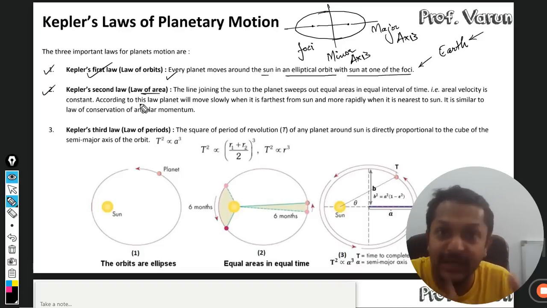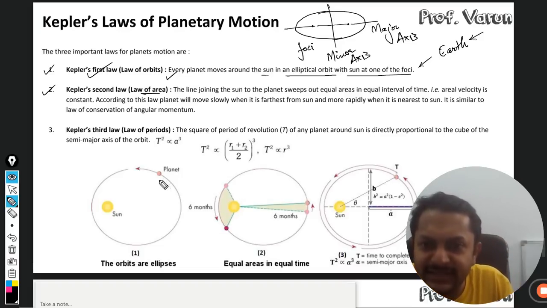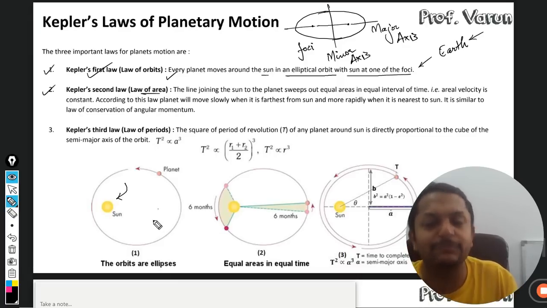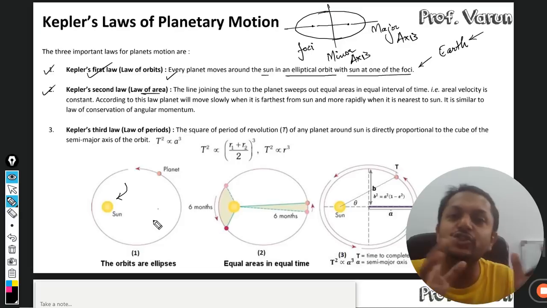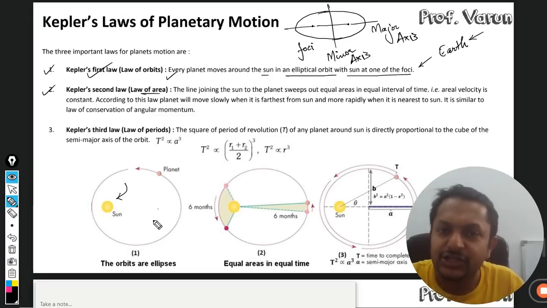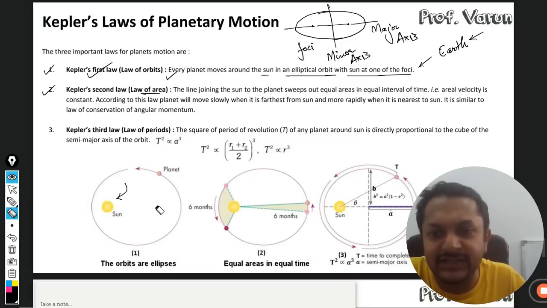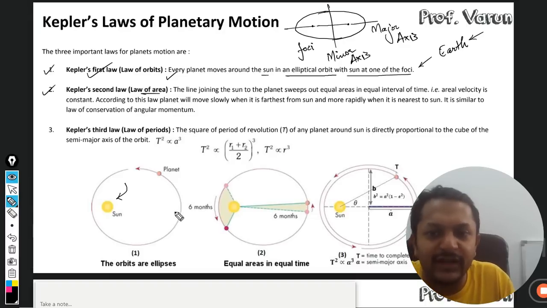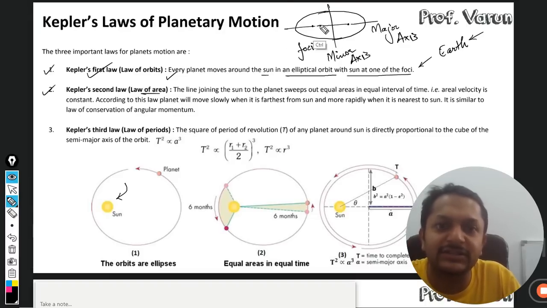It is variable. Let's say this is an ellipse and the sun is occupying one focus. The other focus is mathematically present there, but there is no astronomical body at that point. So this focus here, F2, is empty, but F1 has the sun at its location. And the planet is moving around the sun in an elliptical manner, just like this.